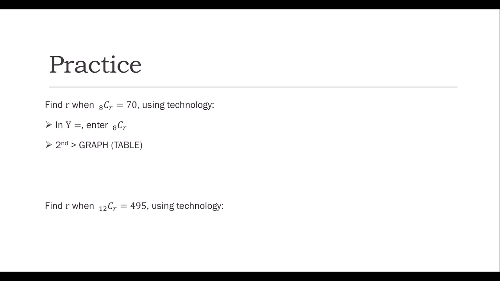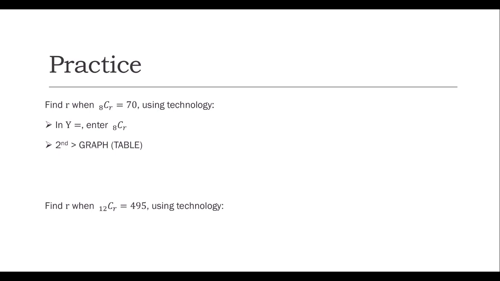So here are some more practice problems. Find r when 8 choose r is 70 using technology. To do this, you're going to go to your y equals on your calculator. In y equals, you're going to enter 8 choose r. To enter 8 choose r, you go to math, over to probability, and down to nCr. Then click enter.